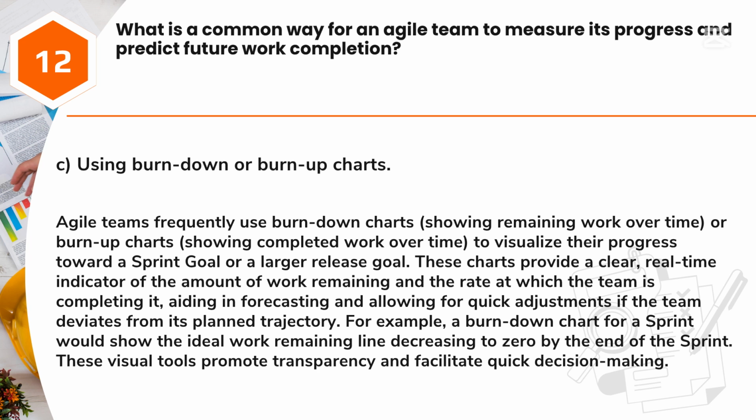Agile teams frequently use burn-down charts, showing remaining work over time, or burn-up charts, showing completed work over time, to visualize their progress toward a sprint goal or a larger release goal. These charts provide a clear, real-time indicator of the amount of work remaining and the rate at which the team is completing it, aiding in forecasting and allowing for quick adjustments if the team deviates from its planned trajectory. For example, a burn-down chart for a sprint would show the ideal work remaining line decreasing to 0 by the end of the sprint. These visual tools promote transparency and facilitate quick decision-making.